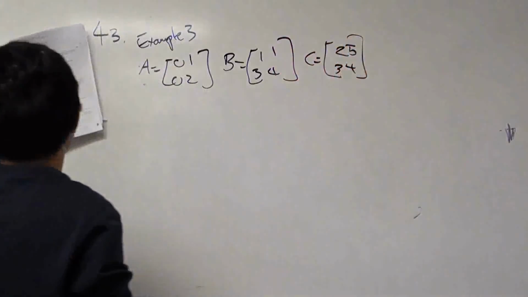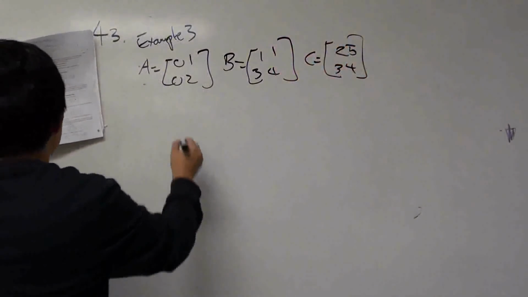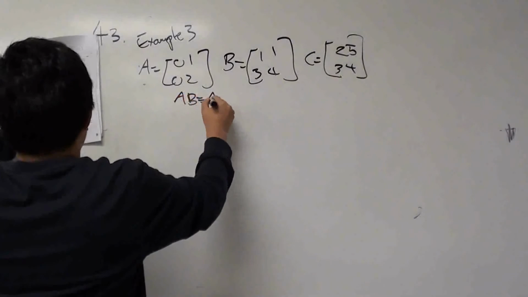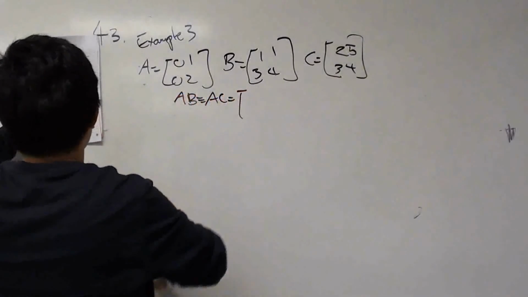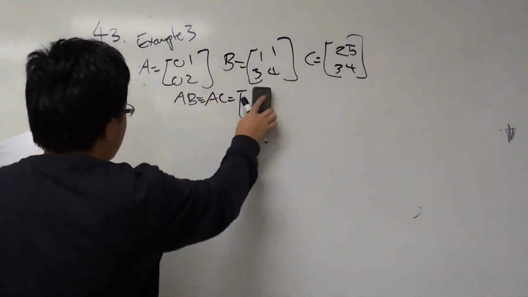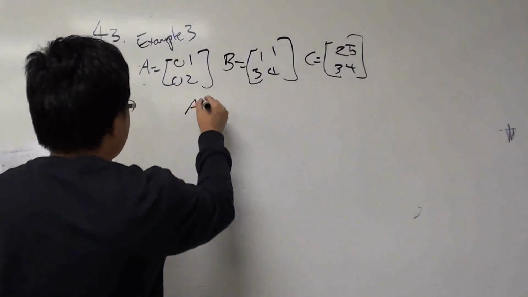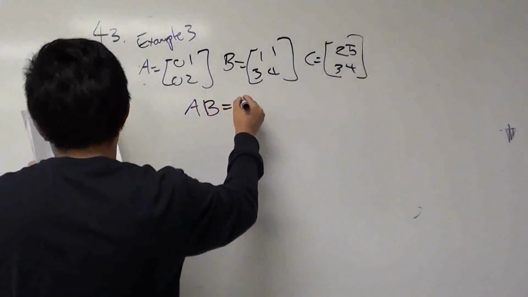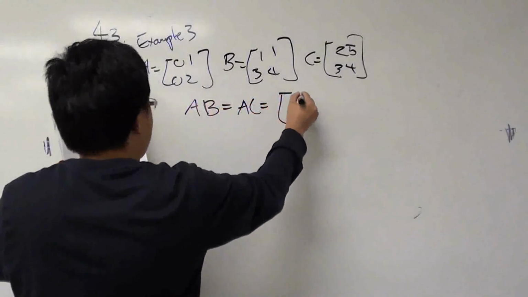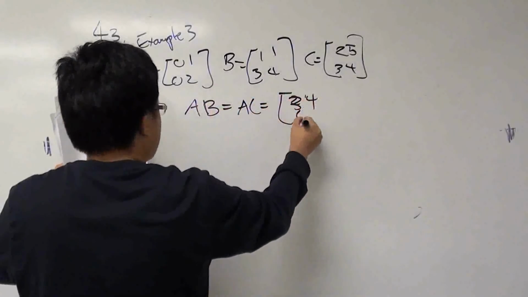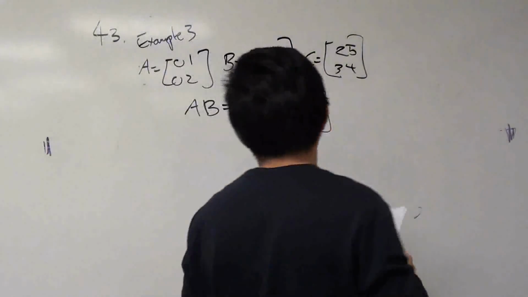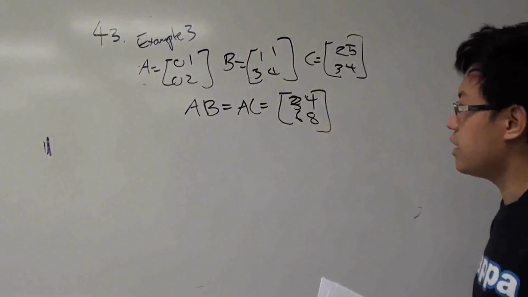But anyways, we leave you to confirm the A, B, C equals. So why it doesn't, we have a similar idea. A, B, and A, C, which happen to be 2, 3, 4, 6, 8. Now let's see why this doesn't contradict.